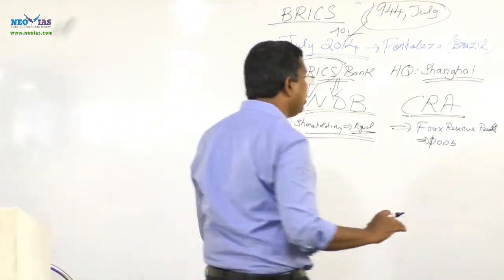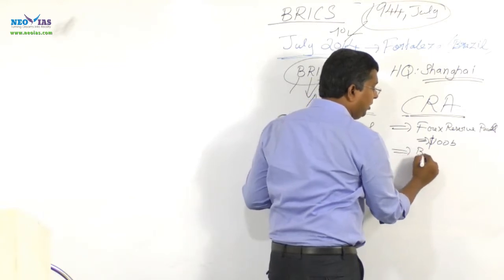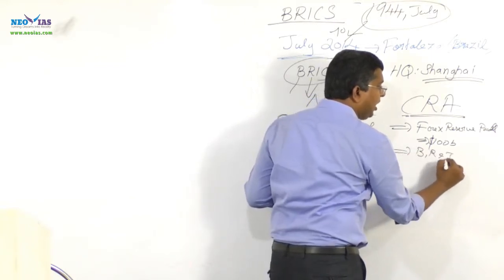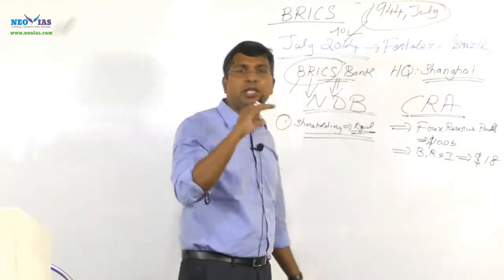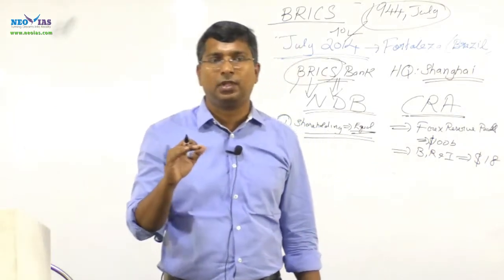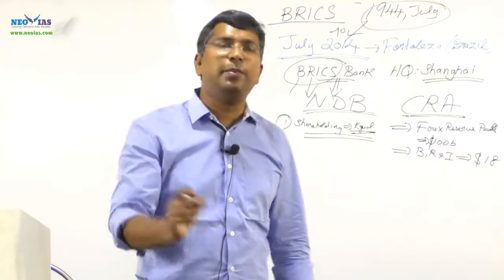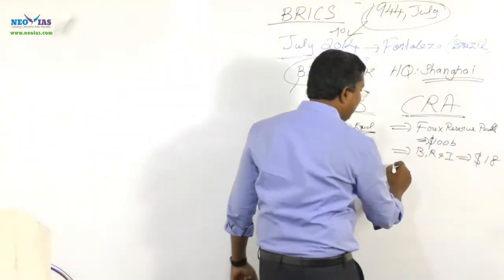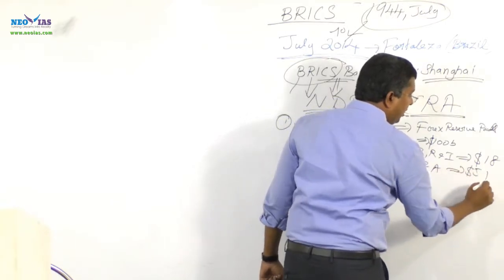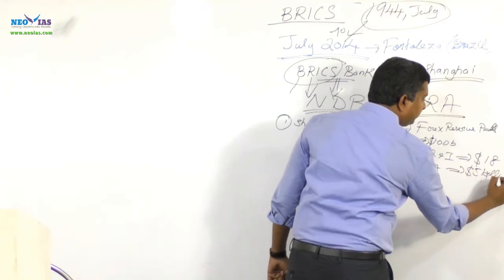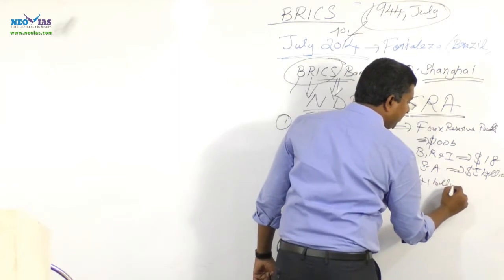Now here the contribution is different in relation to the Currency Reserve Arrangement. Brazil, Russia and India will contribute 18 billion each. All three will contribute equally, 18 billion each. So how much is it? 18 means 36, 54. 5 billion will be contributed by South Africa, a smaller nation. So how much balance is there? The balance is 41. 41 billion will be contributed by China.